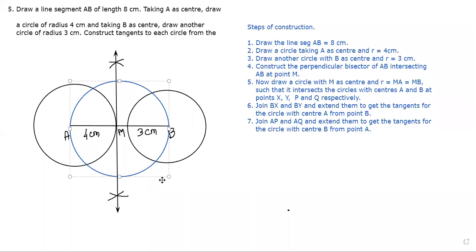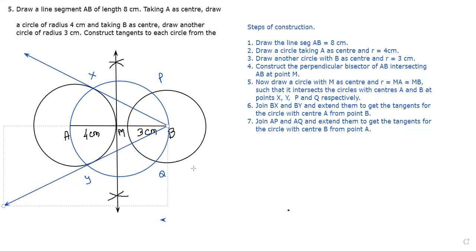So on circle A, you have got the points X and Y. So these are the points X and Y. And these are the points P and Q. So BX is a tangent for circle A. Similarly, BY is a tangent for circle A. Check whether you're getting the same tangent, children.